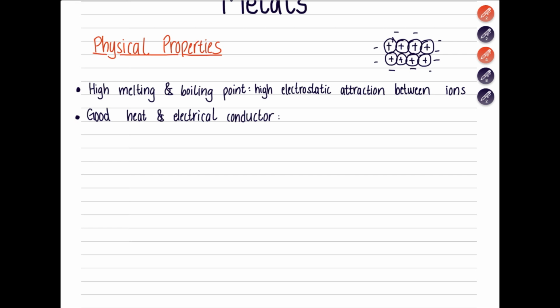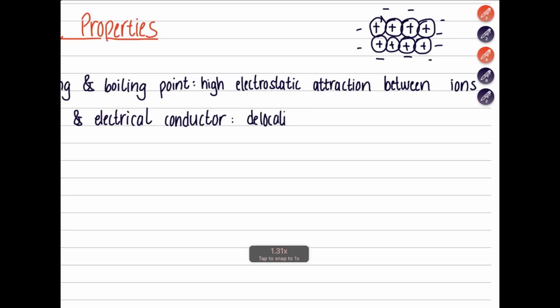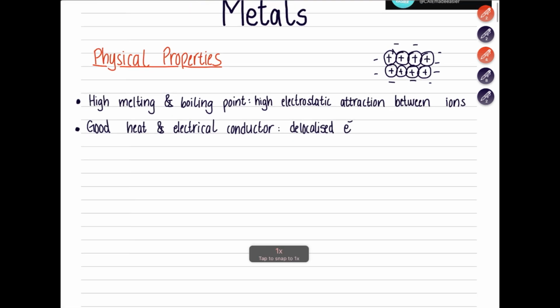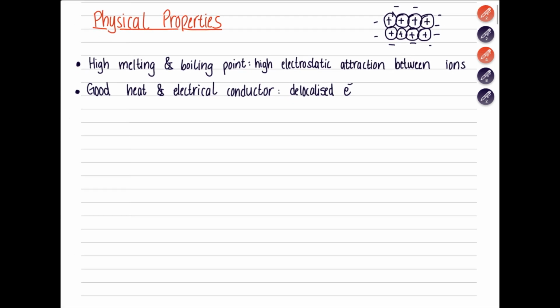Next point is that metals are good heat and electrical conductors. Why? Because of these free electrons. These are also called delocalized electrons because they can travel around the metal structure and carry heat and electricity from one part to another. If you have studied physics, you know current is basically movement of electrons. So these delocalized electrons contribute to the good electrical and heat conductivity of metals.